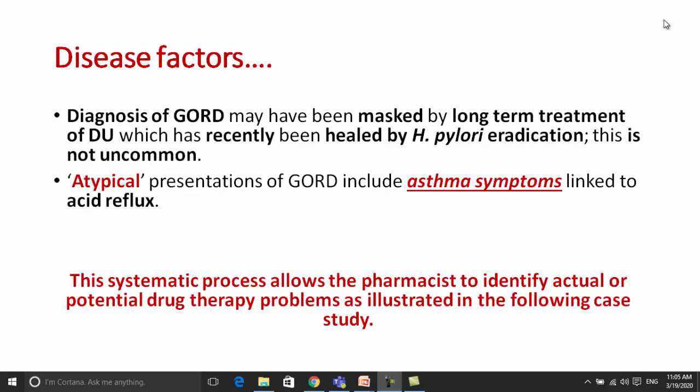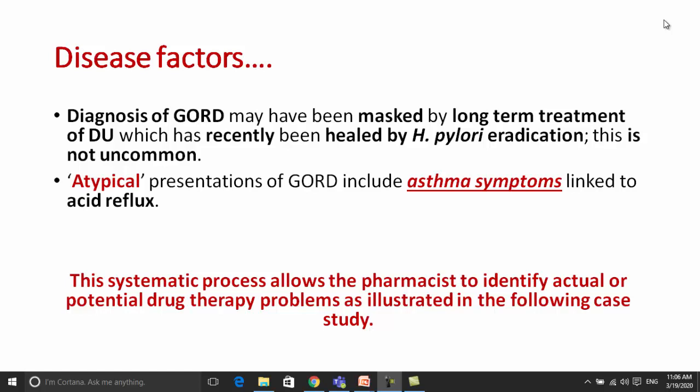What are the disease factors? We talked about gastroesophageal reflux disease, and the diagnosis may have been masked by long-term treatment of duodenal ulcer. It's written clearly that the patient was recently healed by successful H. pylori eradication.